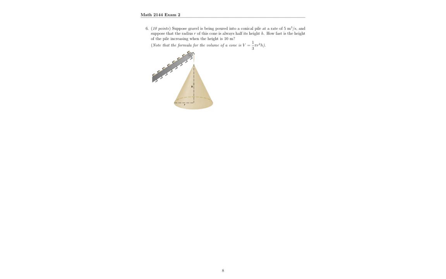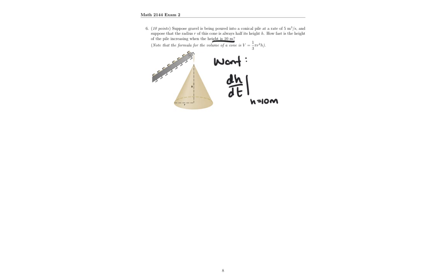So let's write what I want. What do I want out of this problem? Well, I want to figure out how fast the height of the pile is increasing when the height is 10 meters. So I want dh/dt, right? Because as time goes on, my height is going to change, and I want that rate when h is equal to 10 meters.